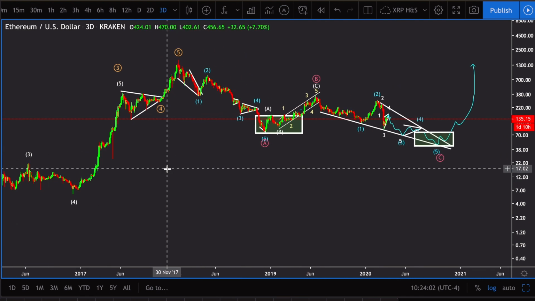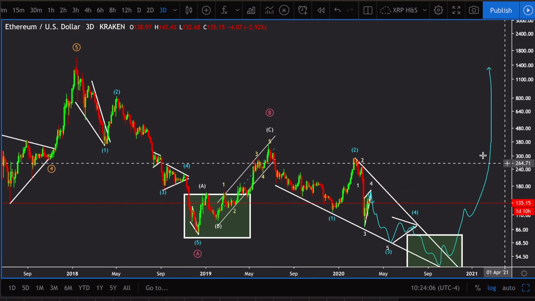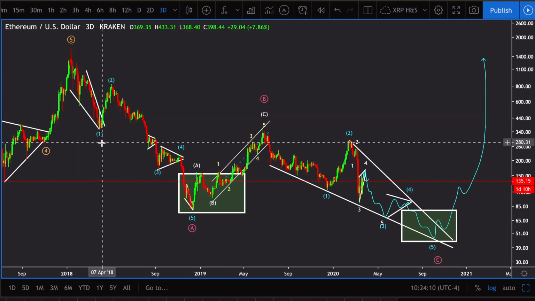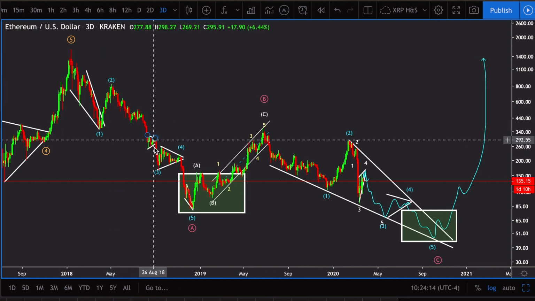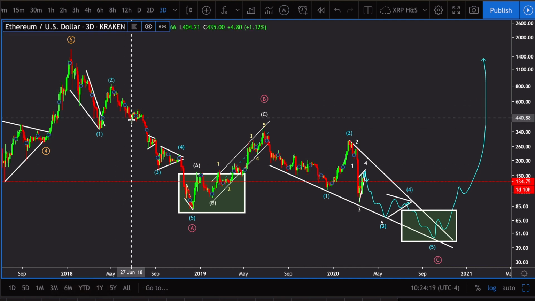And then we had this correction. I don't think the correction is done yet, but so far from what we've seen, it looks a lot like an ABC. You can see that leading diagonal. You can see the wave 2, and then we have 1, 2, 3, 4, 5 waves down for wave 3. You can go ahead and mark that.